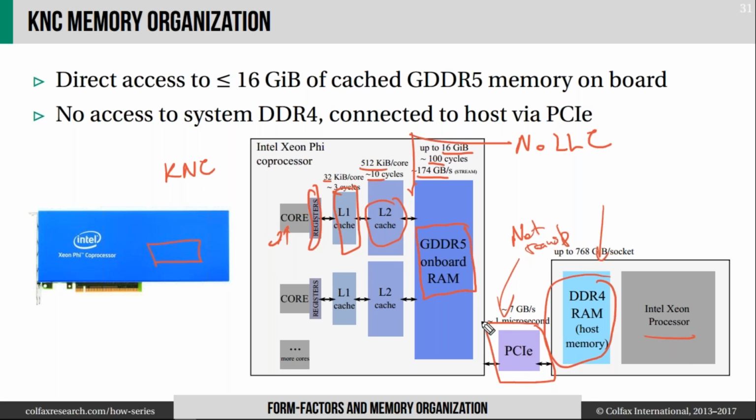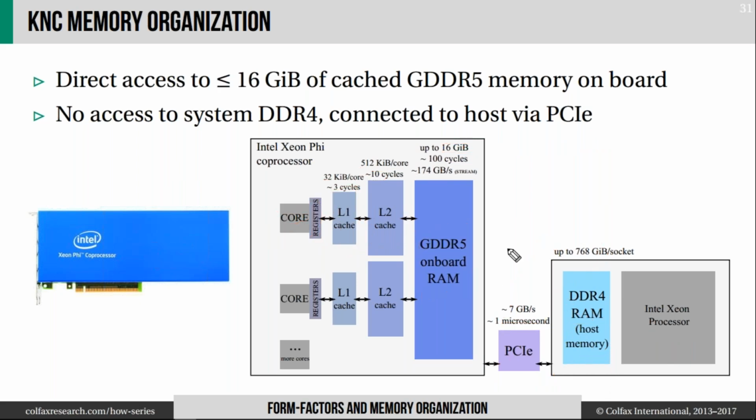To you as the programmer, it means that you cannot just say from this core, give me this memory address. You cannot just access it by address. You have to initiate memory transfer across the PCI Express bus in one direction or the other, and we will talk about doing it either using offload or MPI. And for your information, you can also talk to the driver called Skiff.